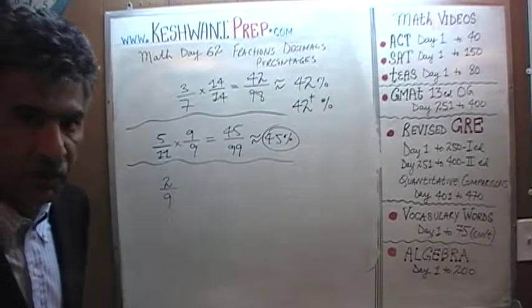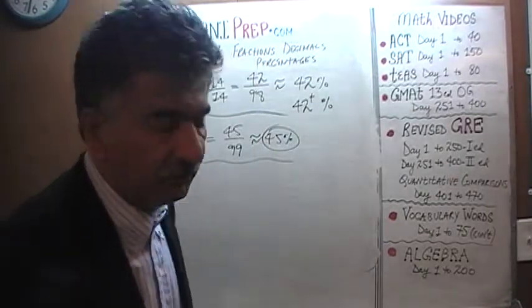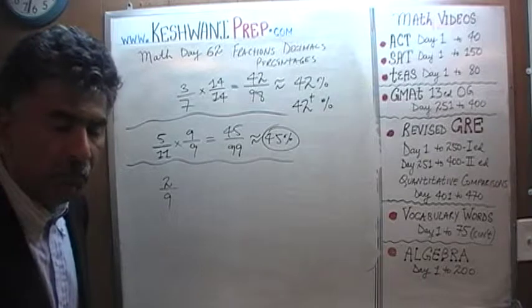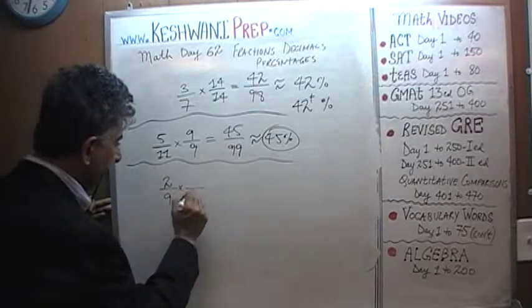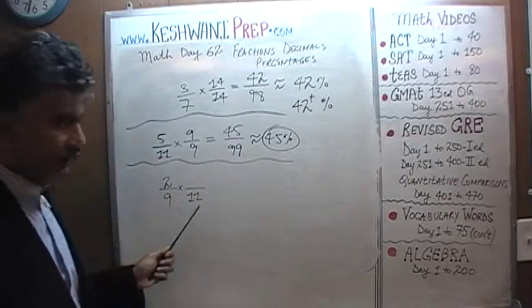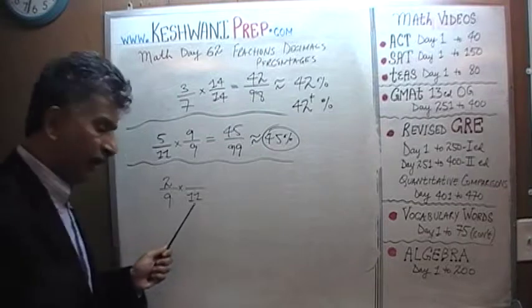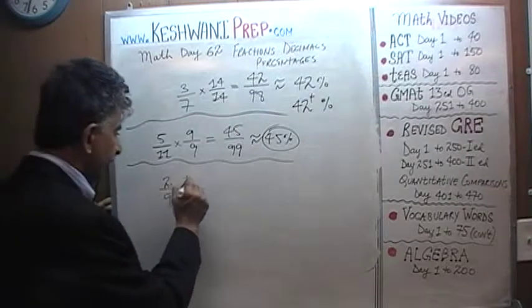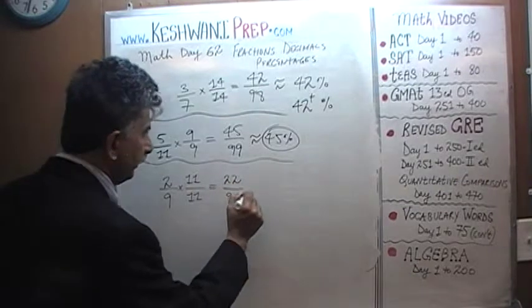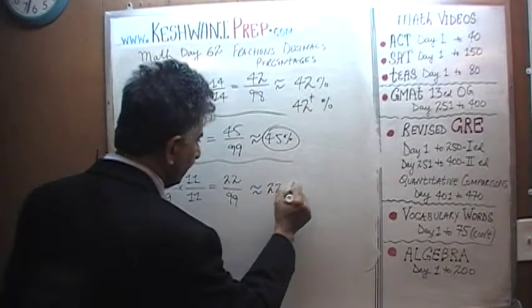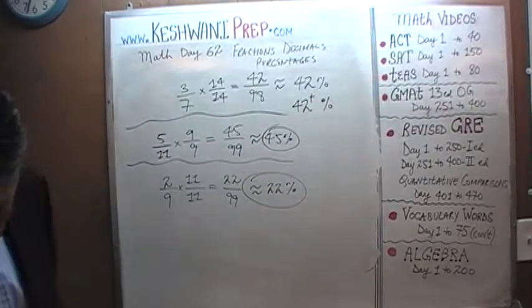What percentage is 2/9 approximately? 2/9 expressed in percentage is going to be how much approximately? Again, we want to have 100 at the bottom or something close to it. 9 times 11 is going to give us 99, just like before. Since we are multiplying the bottom by 11, we must multiply the top by 11. And that is going to give us 22 over 99, which is about 22%. That was 2/9.